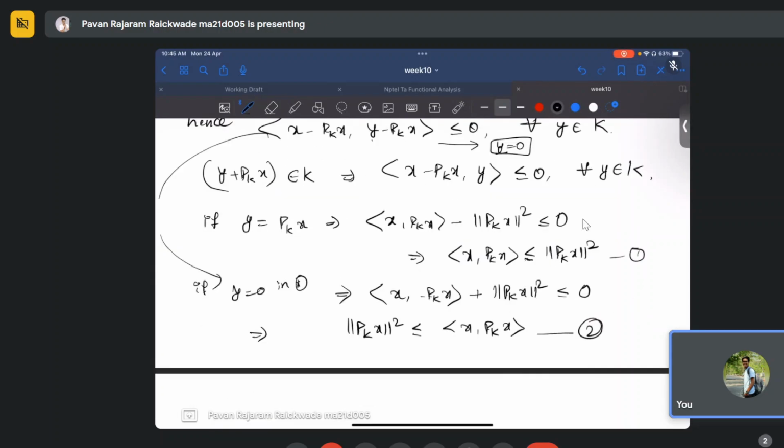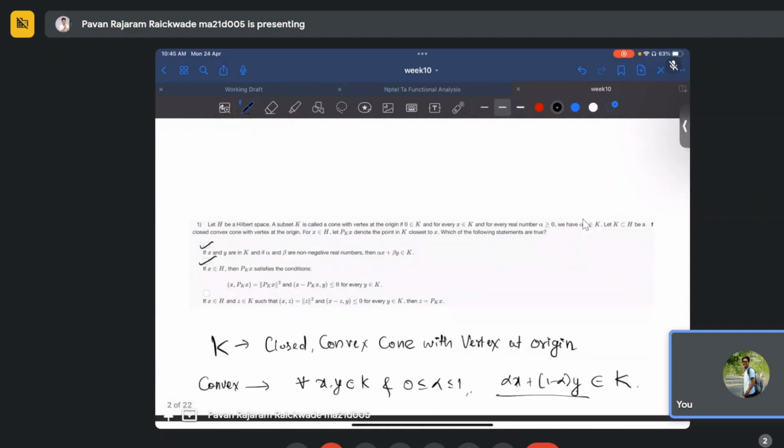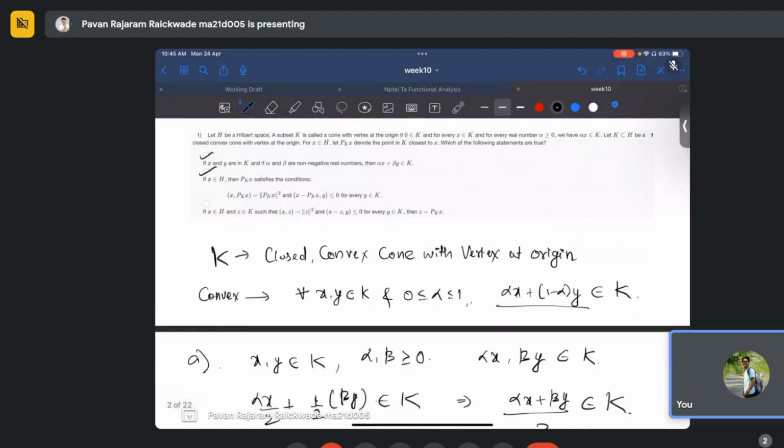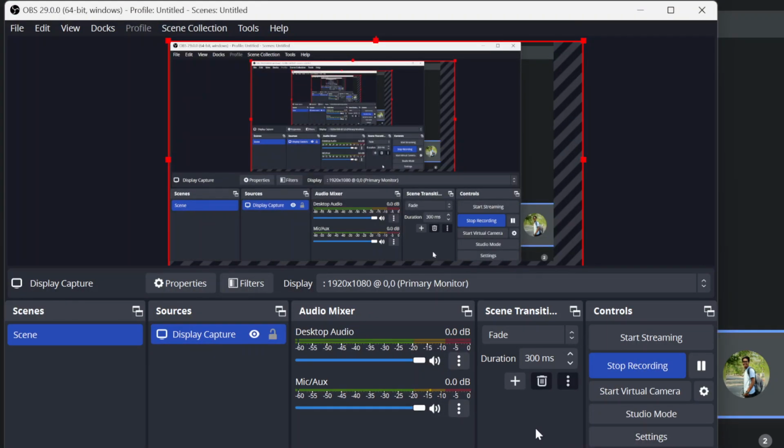So then equation 1, 2 implies the inner product of x with PKx is the same as norm PKx squared. So we got what we wanted. So option 2 is right. Okay, it's working.